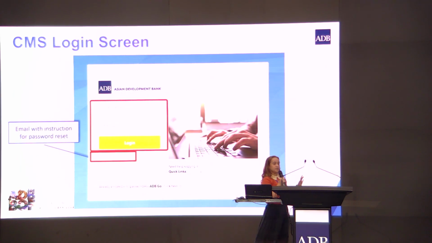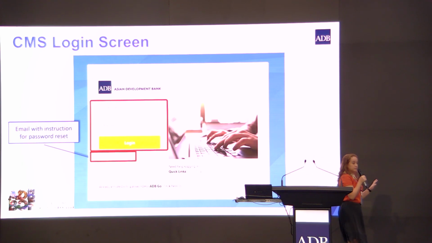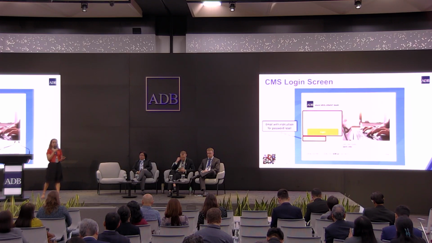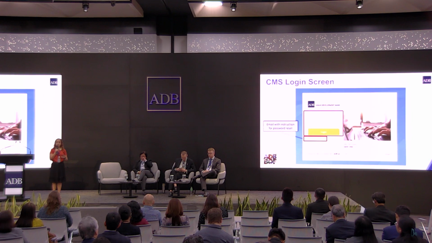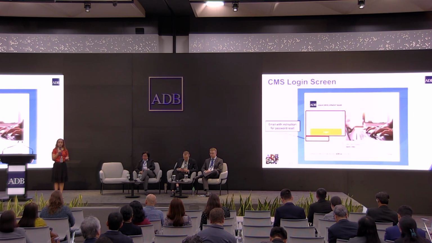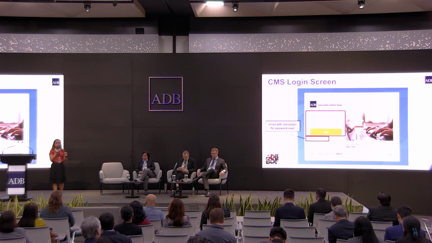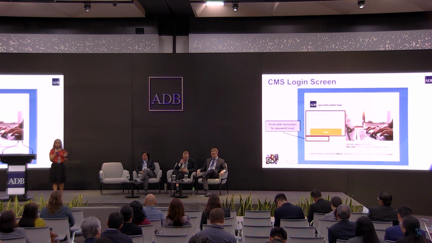Okay, so upon clicking the orange button, which I showed earlier, we will be taken to the CMS login screen where you can input your username and your password. The username that will be inputted here is the email address that you used upon registration. If you have forgotten your password, don't worry, we have the Forgot Your Password link just below the login button. You can click that link, and an email notification will be sent to your email address with instructions on how you can reset your password.